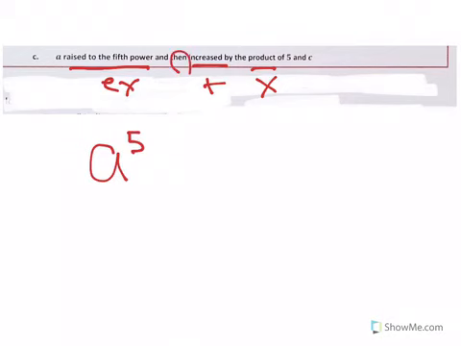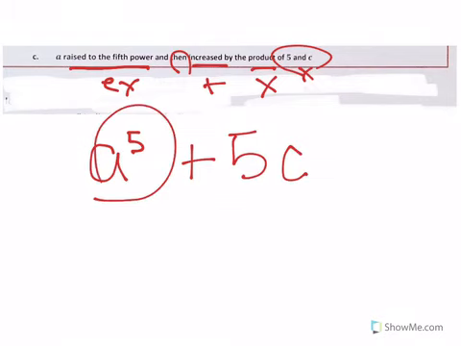Then increased, which means I'm going to add, by the product of 5 and C. Well, product of 5 and C means multiplication, so 5 times C. So does this make sense? A raised to the 5th power, then increased by the product of 5 and C. It does. What we wrote down in the expression makes sense based on the statement.